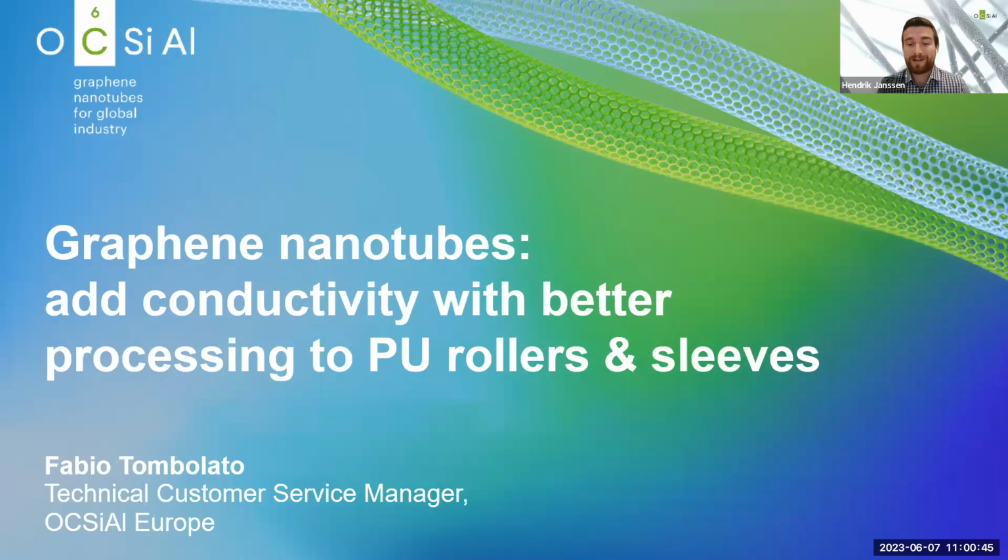Yes, hello, everyone. Welcome to today's webinar. Graphene nanotubes add conductivity with better processing to polyurethane rollers and sleeves. My name is Hendrik Jansen. I'm technical engineer at the company OCSiAl, and will guide you through the more organizational part of the webinar.